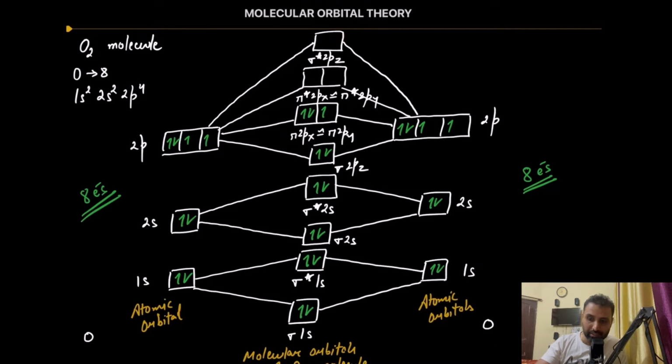Then pairing 13th, 14th. Now this is the turn of pi star 2px and pi star 2py. We are having two molecular orbitals together. They are degenerate, so we have to follow the Hund's rule. So the 15th electron and the 16th electron. So we got total of 16 electrons in the molecular orbitals of O2 molecule.